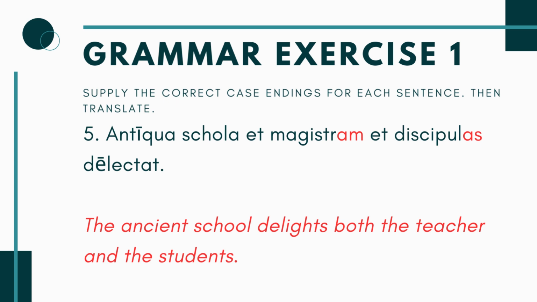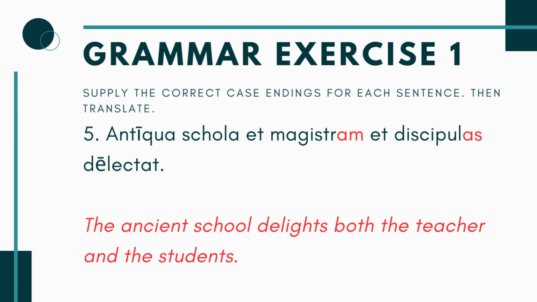If I made magistra, the word for teacher, magistra, and discipulae, I'd be saying the ancient school and the teacher and the students delight. 1, it doesn't really make sense in English, but 2, I have a plural subject and only a singular verb. It can't add up. The only thing that can be my subject is antiqua scola because it's singular. So that means the rest of them have to be direct objects. I'm saying the school delights the teacher and the students.